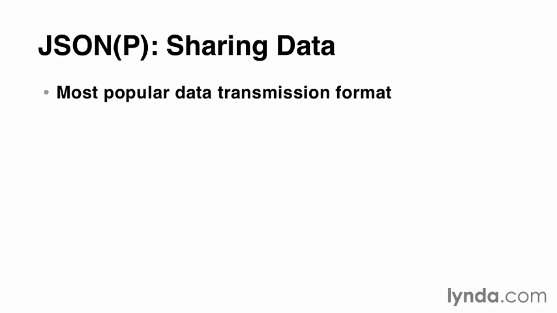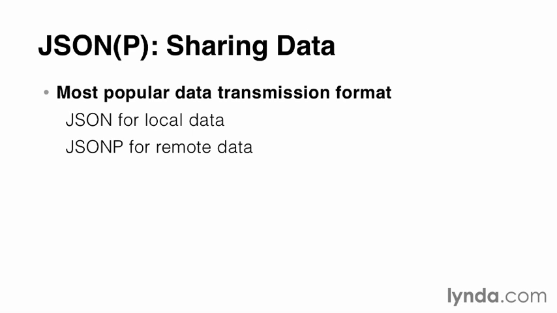to transmit data around. Plain JSON is used for transmitting data that originates in your own application to other parts of the same application. And then JSONP, which stands for JSON with padding, is a kind of clever hack that's used to transmit data from a remote service into your application. We'll look at examples of how to use JSONP in this chapter.